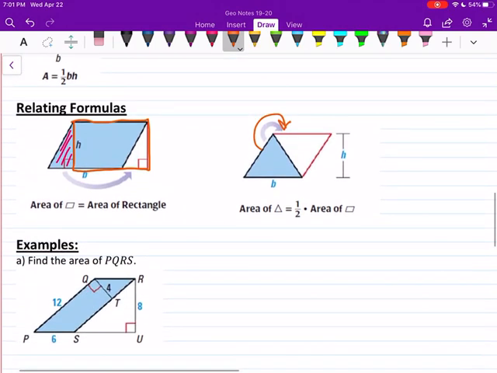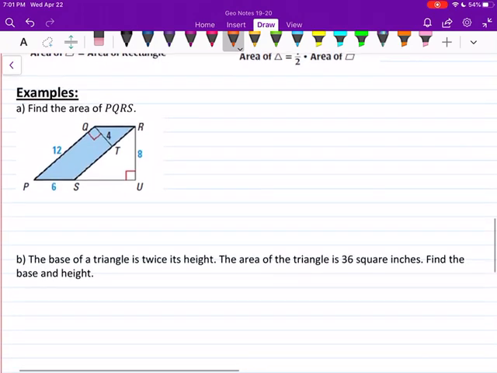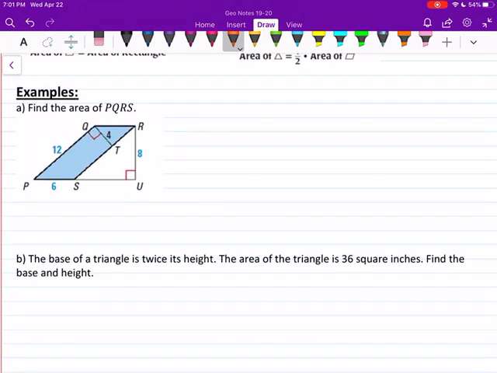All right, so here are our examples. So our first example says find the area of PQRS, and it's supposed to have the parallelogram symbol in front of it, but I couldn't find the parallelogram symbol on the type, so it is missing. I apologize. So we know it's a parallelogram, so that's important. So what I'd like you to do right now is go ahead, pause the video, try the examples, and come back and take a look at them.